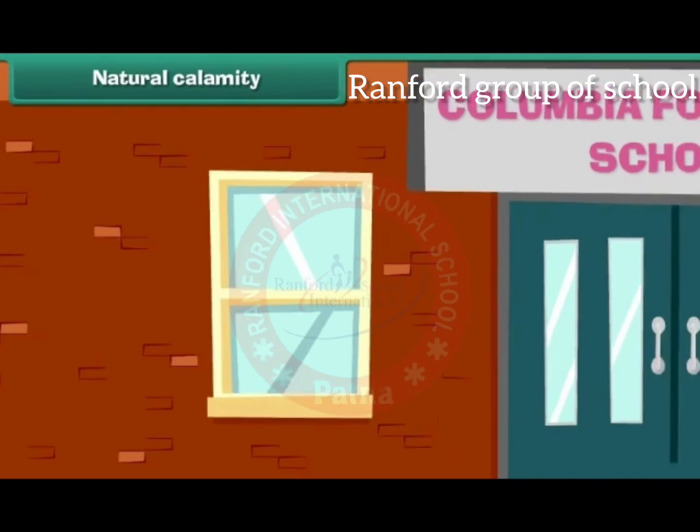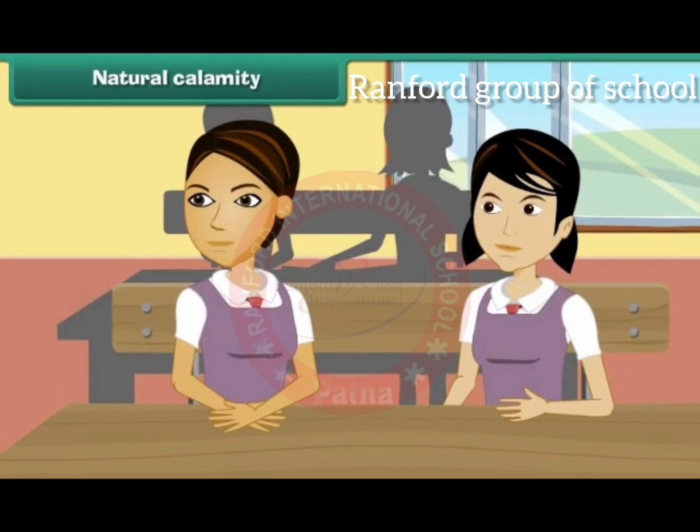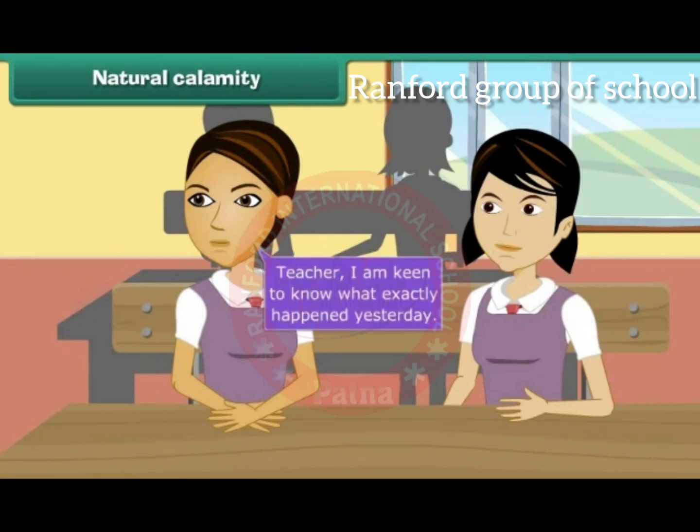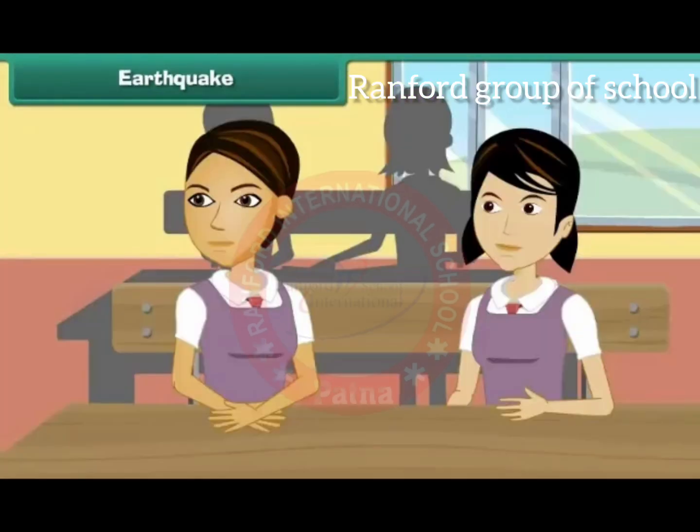Natural calamity. Next day, Meena reached school. All the other students in class were curious about the incident. A student, Rashmi, asked the teacher, "Teacher, I'm keen to know what exactly happened yesterday." "We experienced an earthquake yesterday. It is a natural calamity. The natural occurrence that leaves a disastrous effect on the area where it occurs is called a natural calamity."